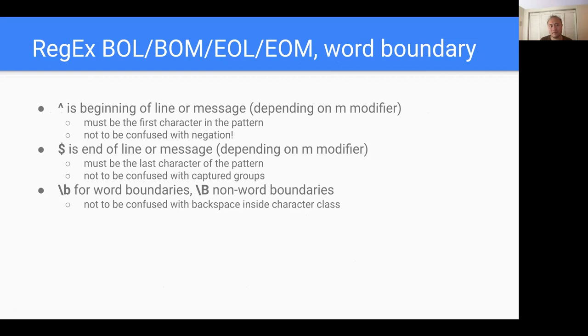So there's beginning of line, beginning of message, end of line, end of message. These depend on how you do your search. Usually it's the entire string. So caret means the beginning, and dollar is the end of it. You'll often see a lot of regexes where there's a caret at the very beginning and a dollar at the very end, which means the whole string has to match this pattern. And another clever one is \b for word boundary. It doesn't actually match a character in the string. It matches the boundary, which is clever.